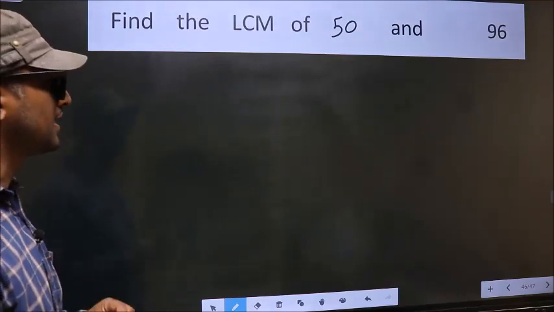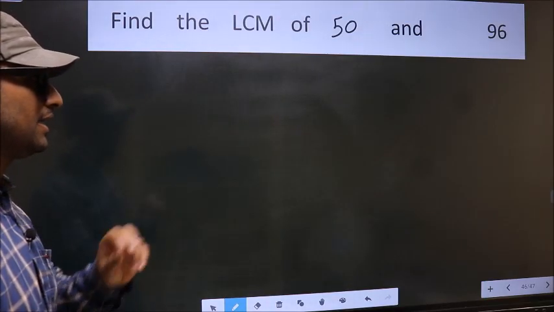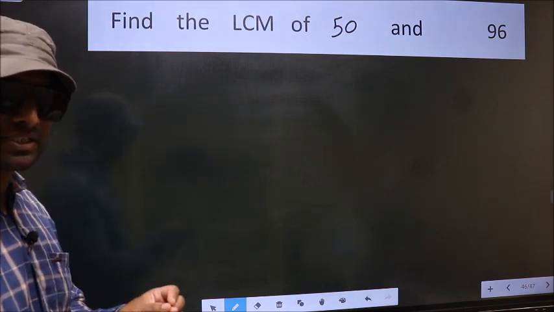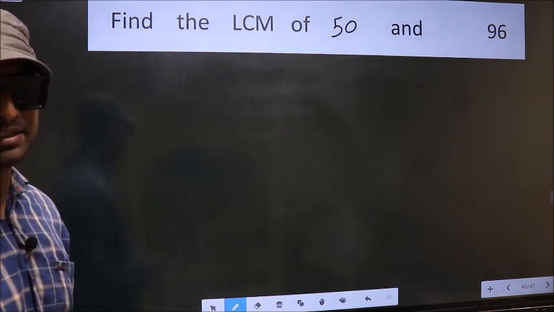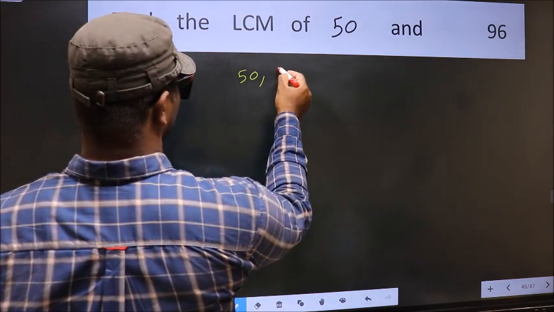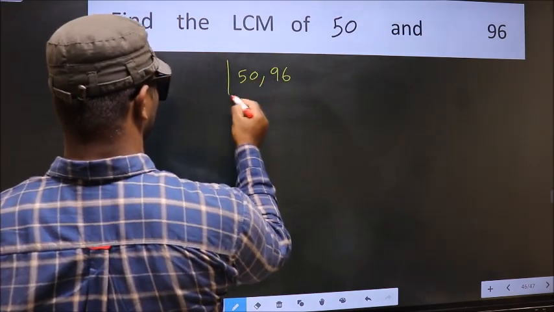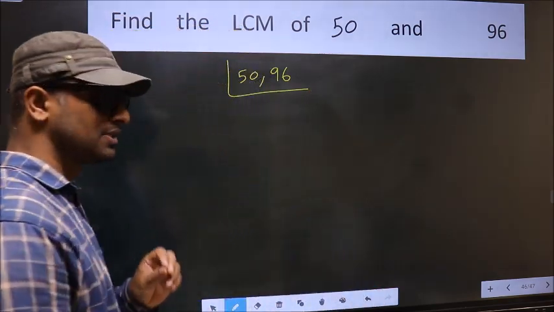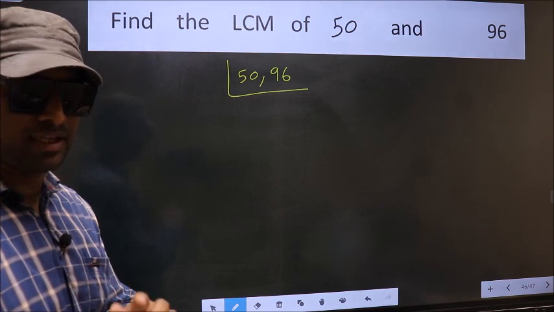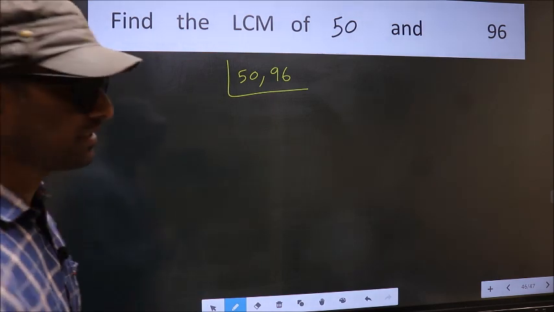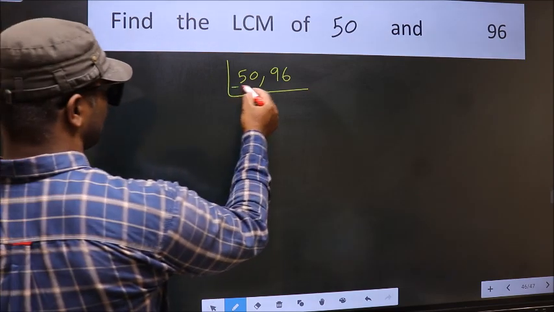Find the LCM of 50 and 96. To find the LCM, first we should frame it in this way: 50, 96. This is your step 1.